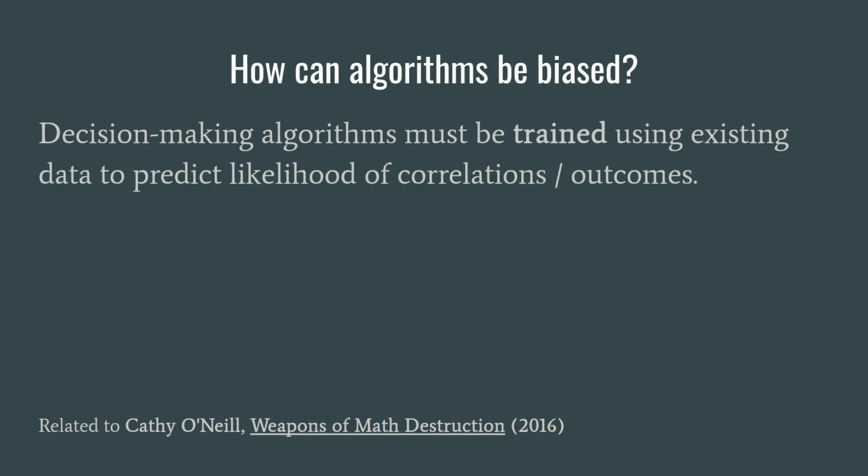Then those algorithms have to be trained using existing data to predict the likelihood of different correlations or outcomes. So going back to our hiring algorithm, it might look at all of those different features of the model, like duration at past jobs, titles at past jobs, titles of who their references are, organizations they've belonged to, and then it looks at things like, which of those past candidates that we've seen did we actually hire? And which ones were retained for X amount of years after hiring them?